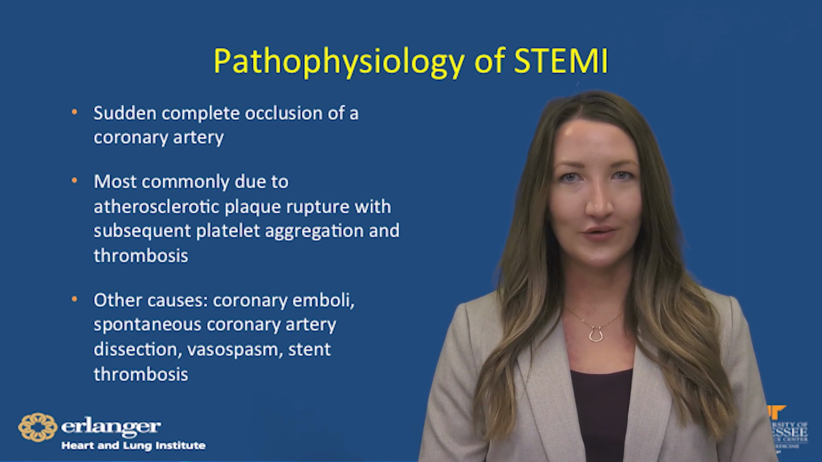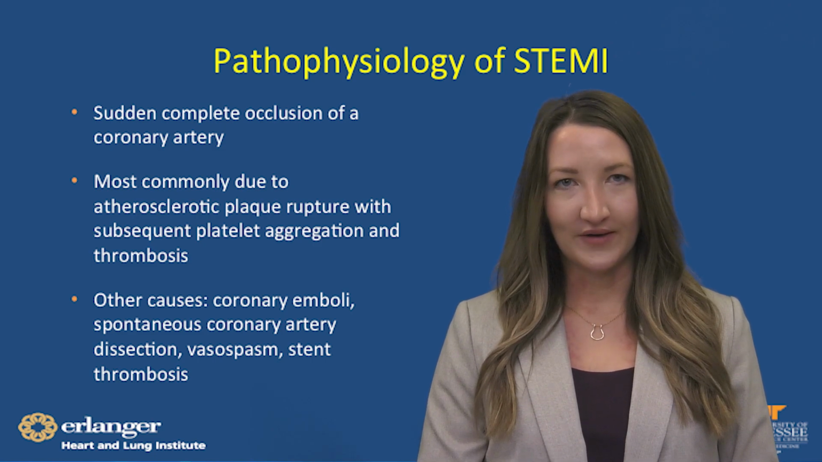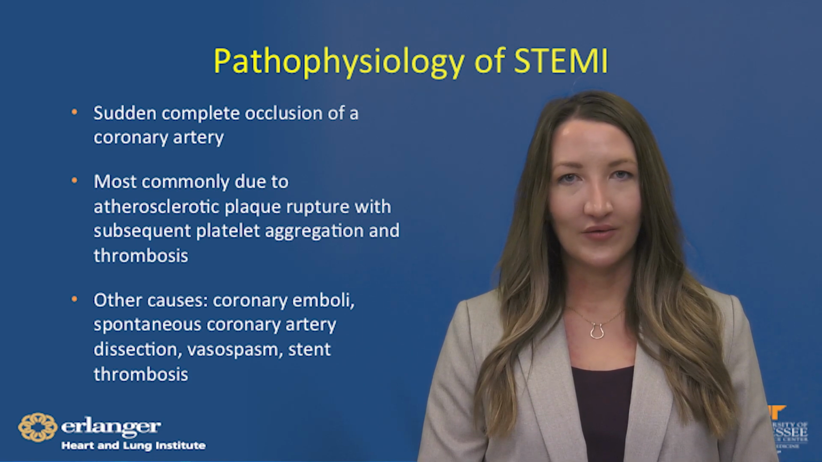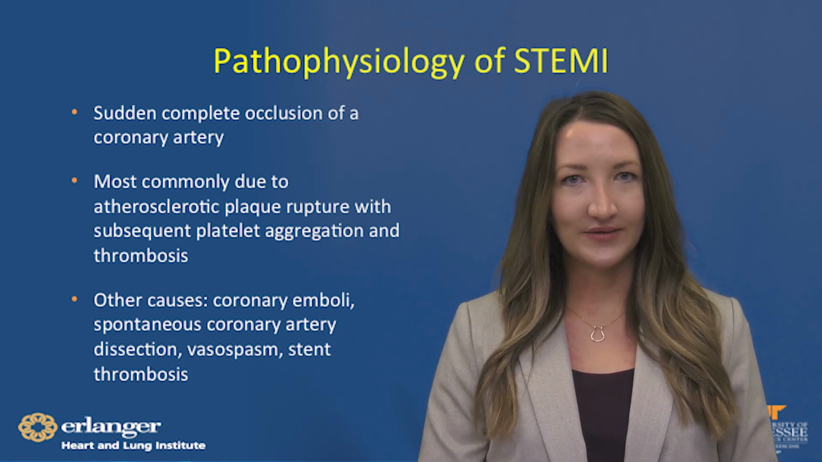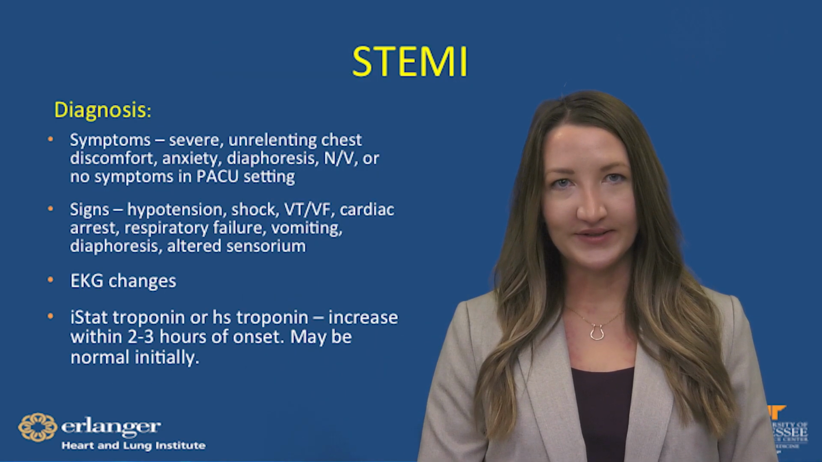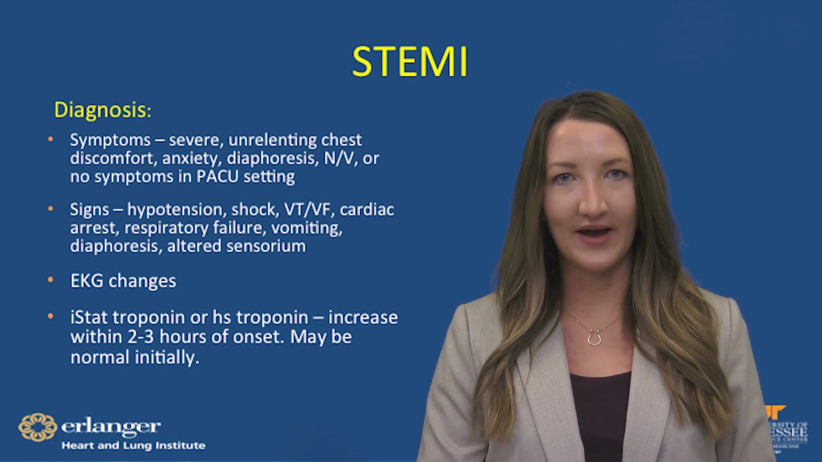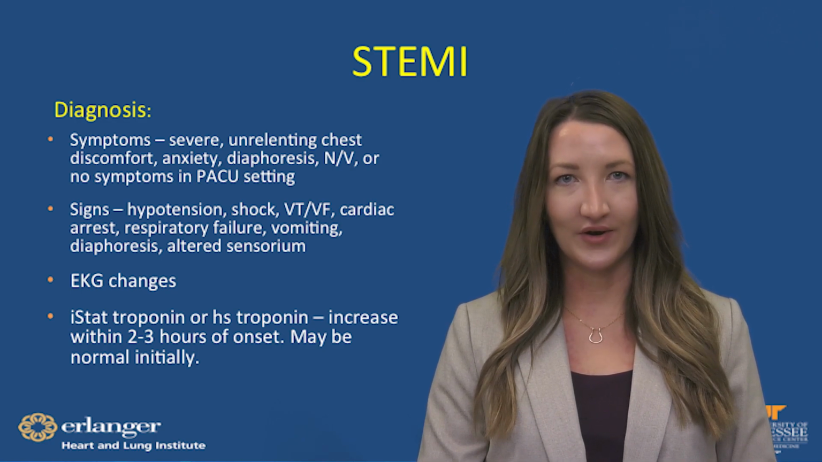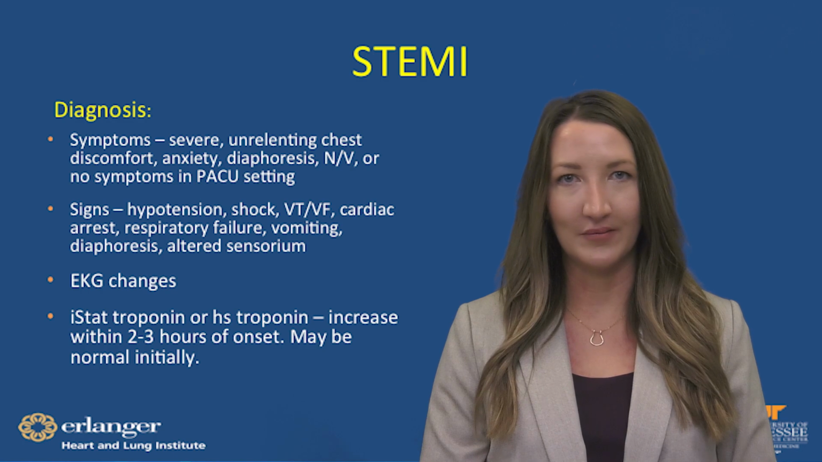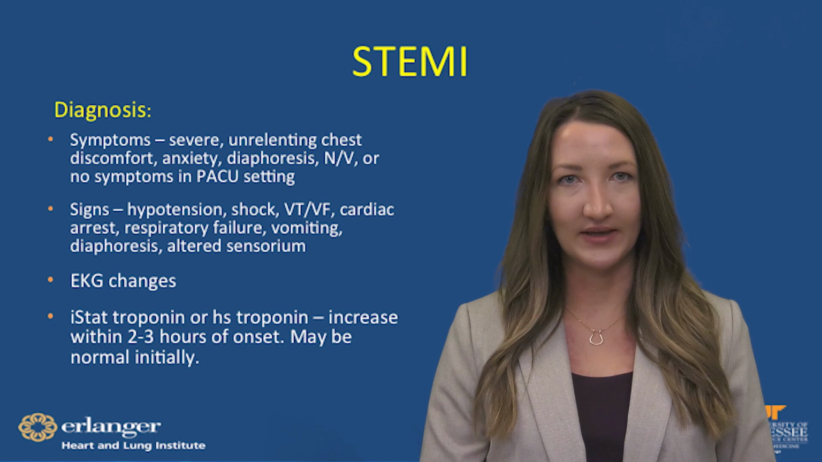You may have a spontaneous coronary artery dissection related to a catecholamine surge, most often occurring in middle-aged women. And you could have a severe vasospasm, or in patients who had recent PCI to the coronaries, they may have a stent thrombosis. For STEMI, it's important to elicit any symptoms that the patient may have if you're able to communicate with them. Severe, unrelenting chest discomfort. They may have anxiety or that feeling of impending doom. They may become diaphoretic or have pallor, nausea, vomiting.